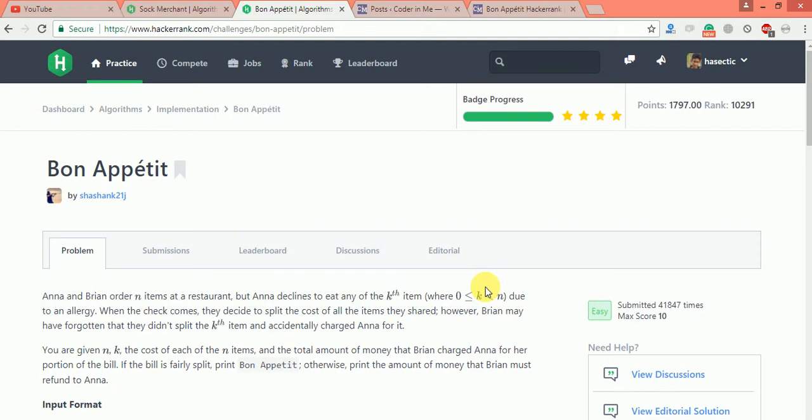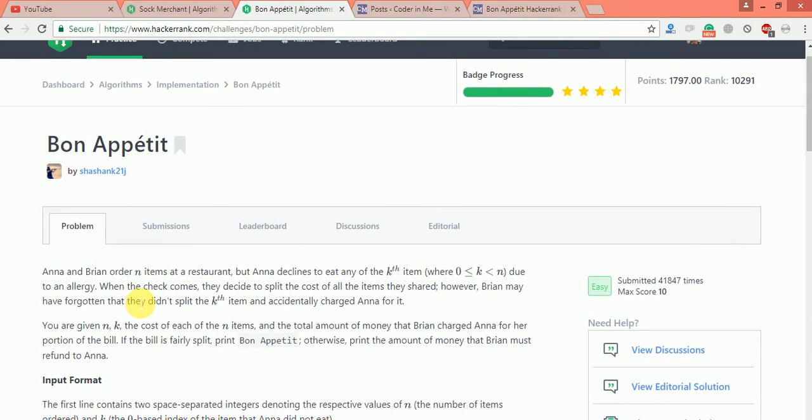Suppose they buy four items, the second item Anna will always decline. So here is the condition that the zeroth item, this means it is an array index value. So we can say the zeroth item is the first item, and then the second item and the third item. That's why Anna will always decline any of the items.